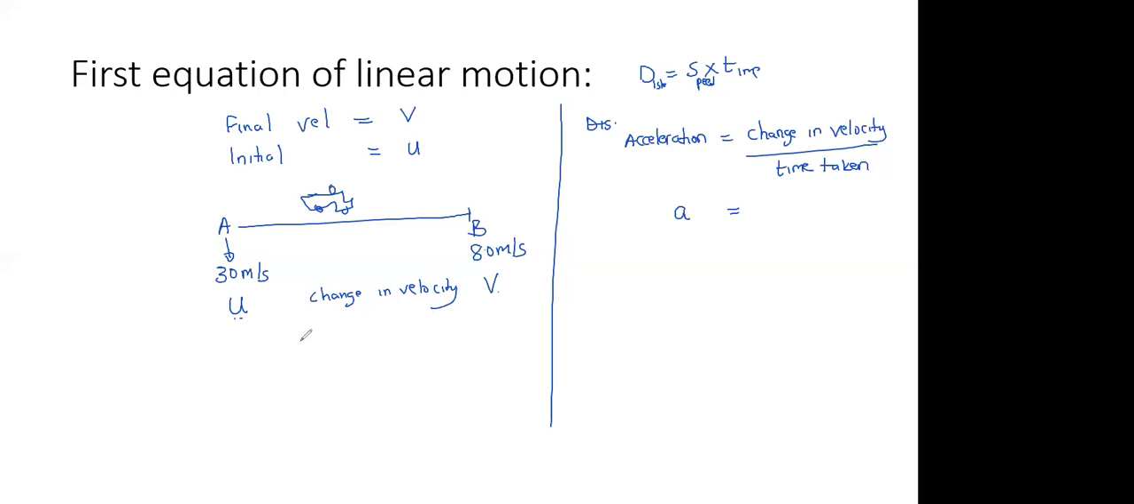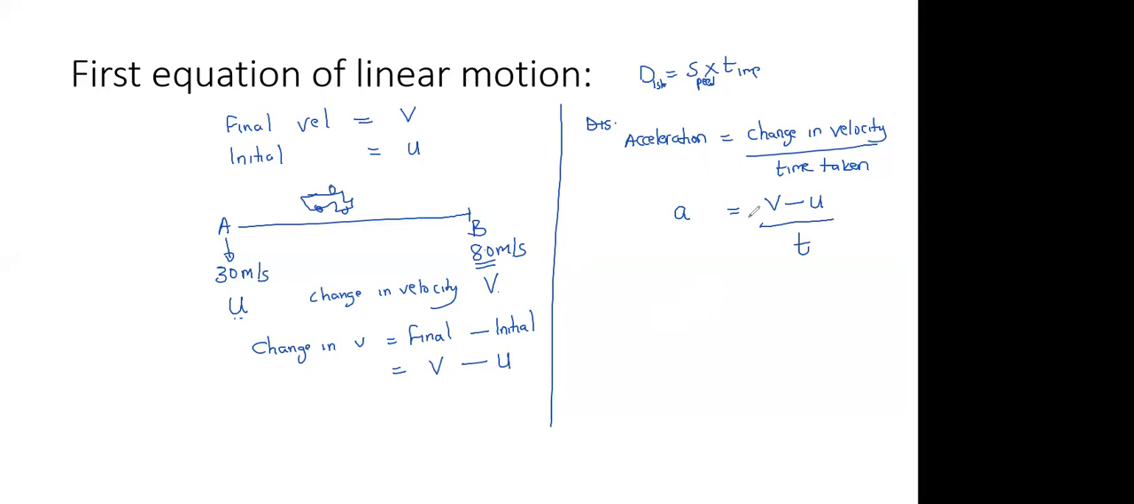So you are noticing that to get the change in velocity, we always obtain the final minus the initial. And our final velocity is V. For this case, it was 80 minus U. This is what you call the change in velocity. So when I come here to my formula of acceleration, I will say change in velocity is going to be V minus U out of the time taken, which is T.